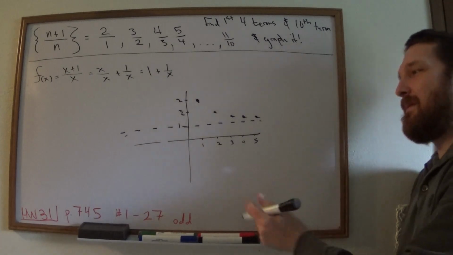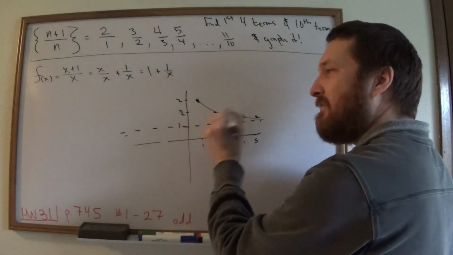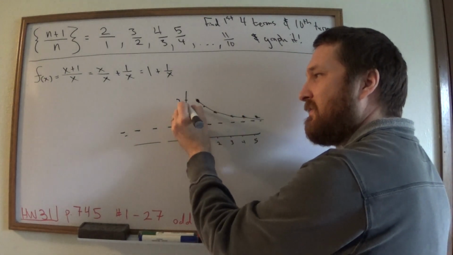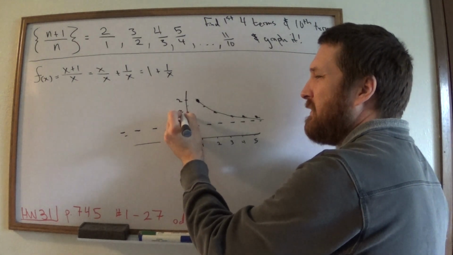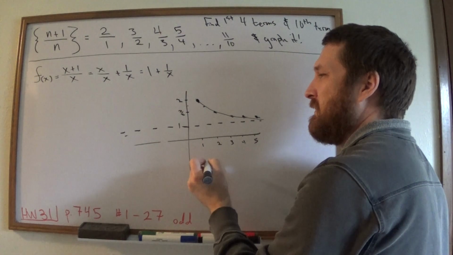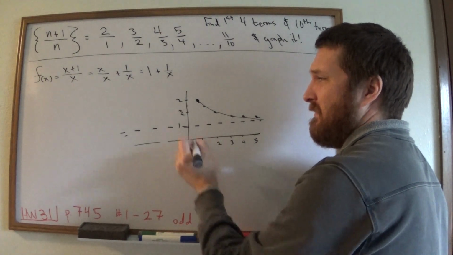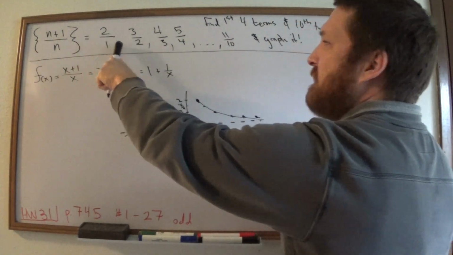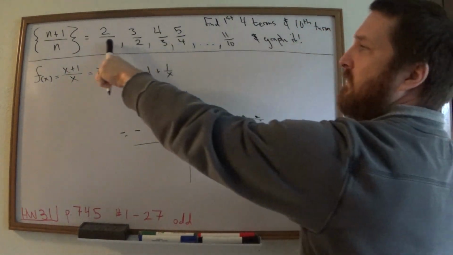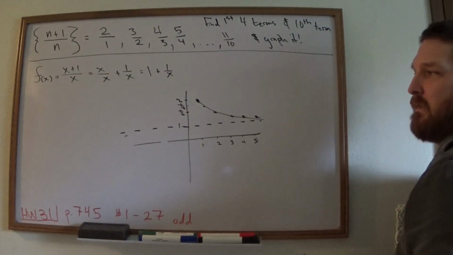That's not the case. This sequence never takes on this value. The value halfway between here, what's something between 3/2 and 2? How about 7/4? There you go. The output of this thing is never 7/4. There's never a 7/4 here. It completely misses it. Okay?